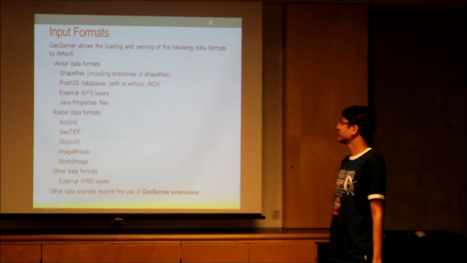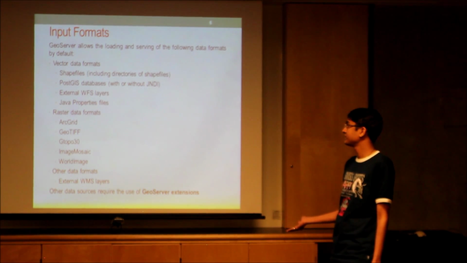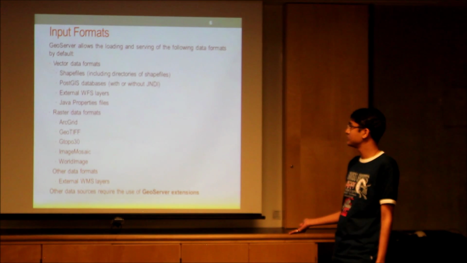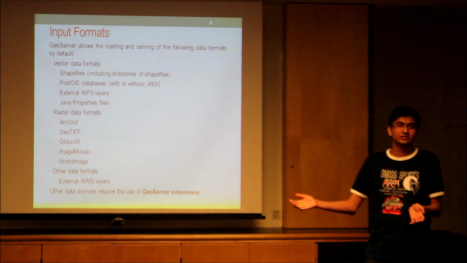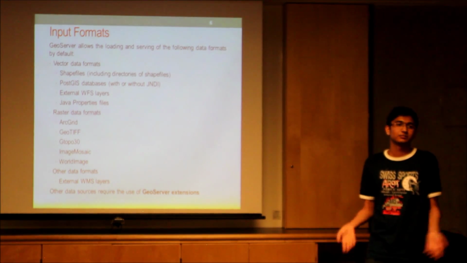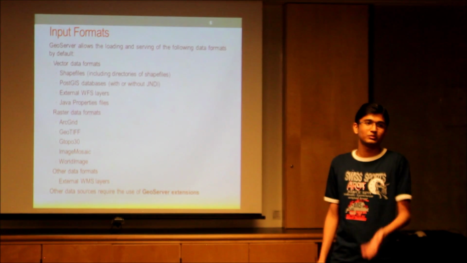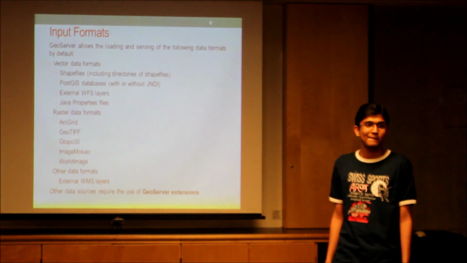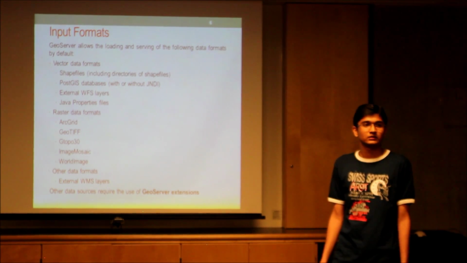For the raster formats, it takes the data from ArcGrid, GeoTIFF, GTOPO30, Image Mosaic, and World Image. World Image is basically a big JPEG image or PNG image, and you can use it as a static or maybe an interactive image that works on different zoom levels. What about standard JPEG or PNG? You can use that. That's like Image Mosaic.